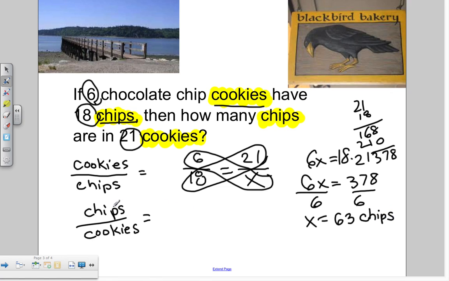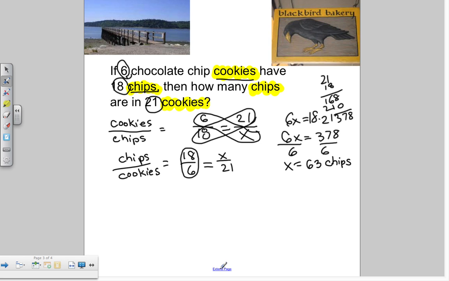Okay, the faster way, had you done it this way, it would have just lined up as 18 over 6 equals x over 21, because 18 is chips, x is chips, 6 is cookies, 21 is cookies. And you would have gotten the same answer. The shortcut here would have been to reduce this before proceeding with cross multiplying. If I reduced that before I cross multiplied, I would have seen that 6 goes into both of these numbers, and I would have had 3 over 1 equals x over 21.